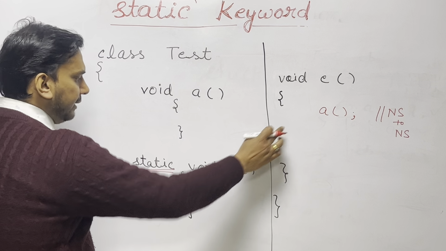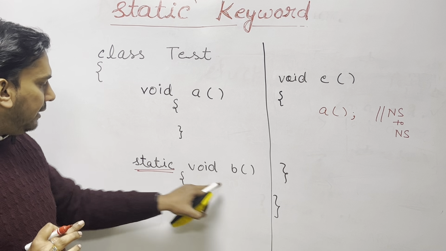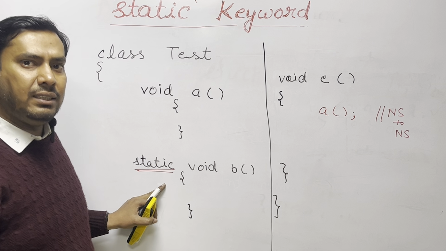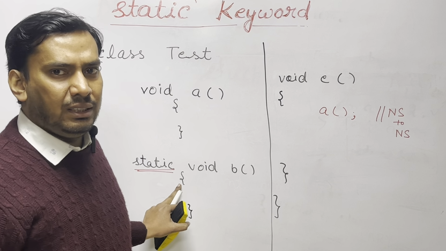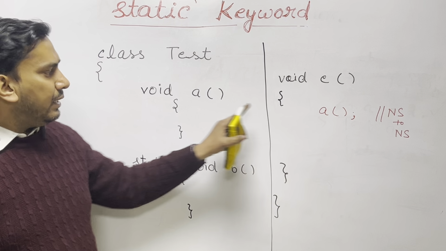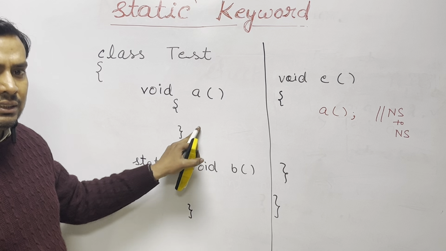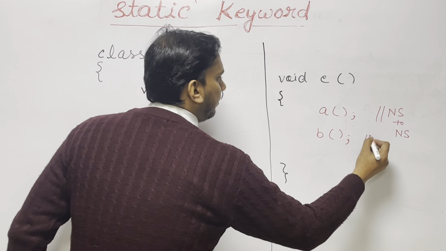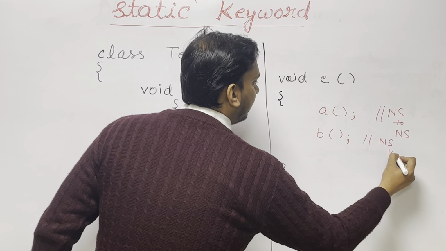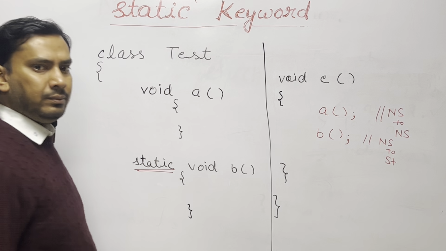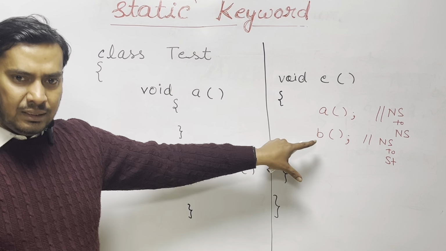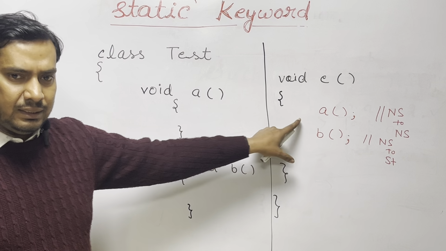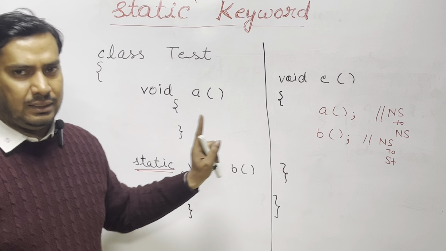Similarly, if I want to access this B, method B is static, but we are calling from non-static. So non-static does not create any kind of restriction. From a non-static scope, you can access static as well as non-static members directly. It means I can call B also without any problem, non-static to static. So this is the ease. Within the same class, from a non-static scope, we can directly access non-static members and static members, no problem.